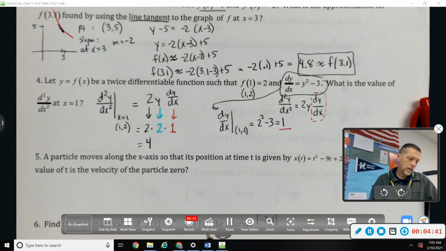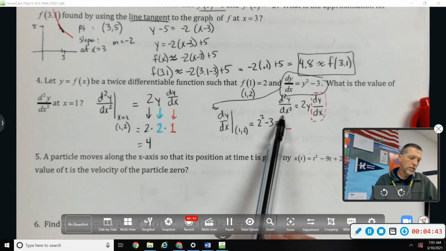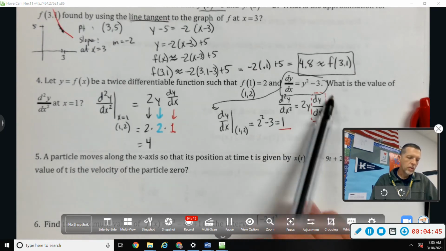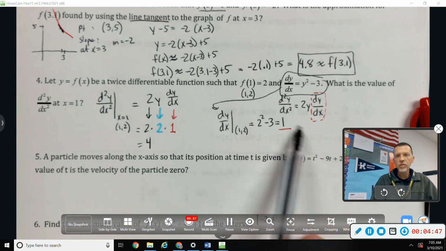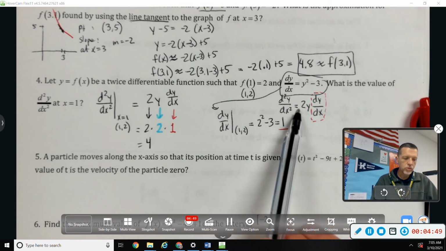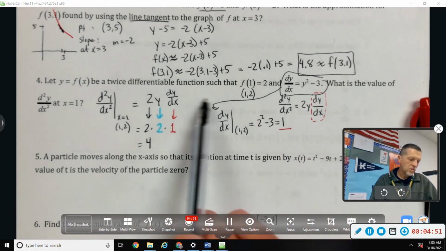That's a good one. That's a good review question because it had a derivative with the second derivative with an implicit differentiation thing going on with the chain rule, 2y dy dx, and just keeping track of everything.